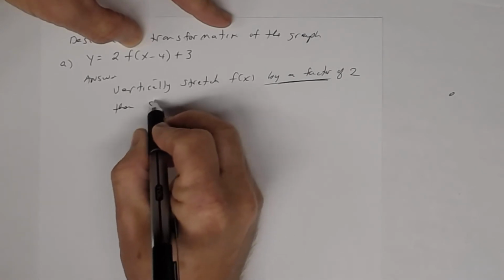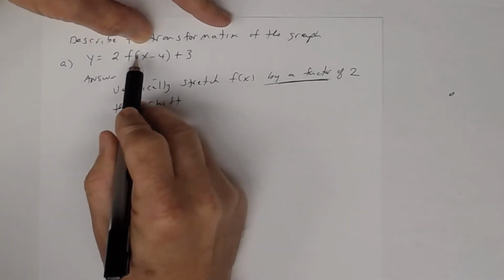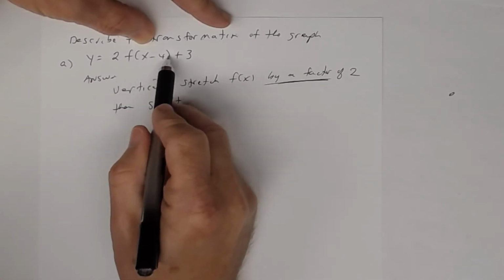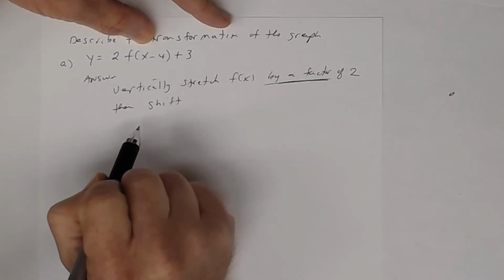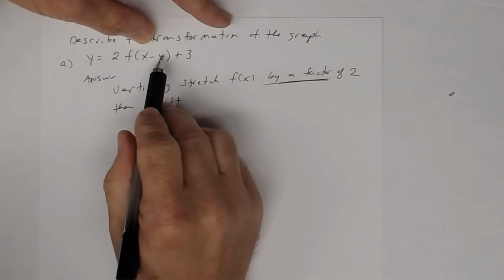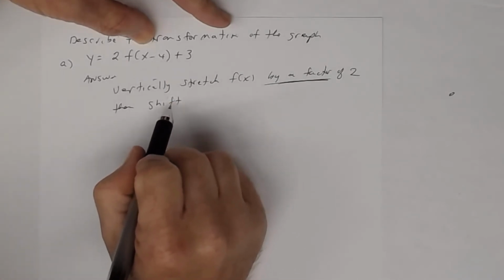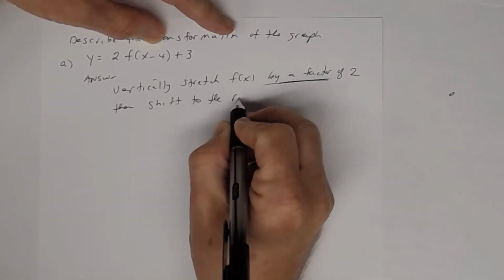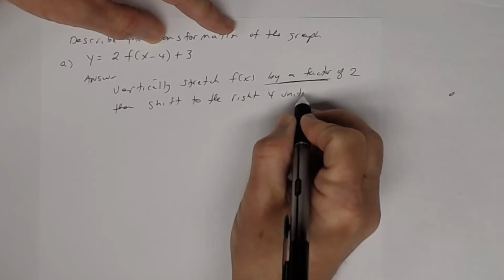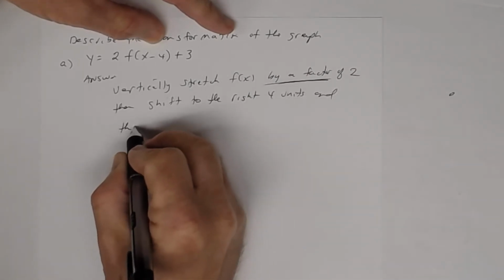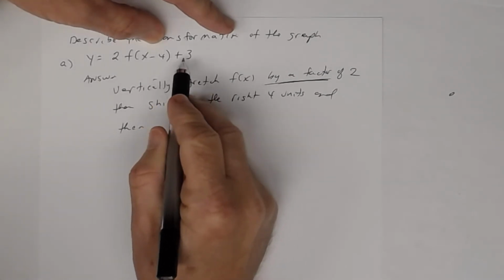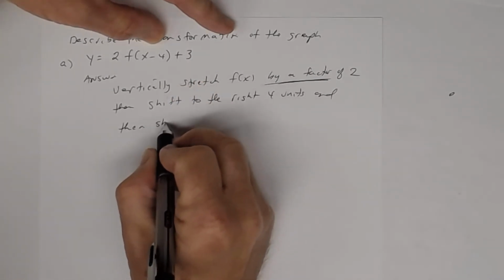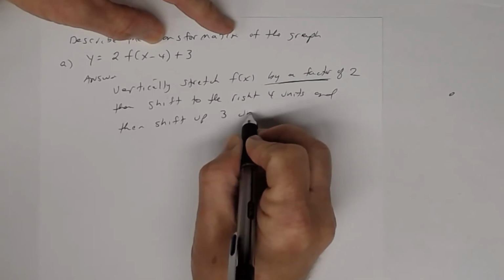Then shift. Now let's see if you remember if this is going to be 4 units to the left or 4 units to the right. So remember f of x minus h, right? All right, and so that's going to be, since h is positive, shift horizontally to the right 4 units. And then this k is always the easiest. It's positive, so intuitively you know you're going to shift it up 3 units.